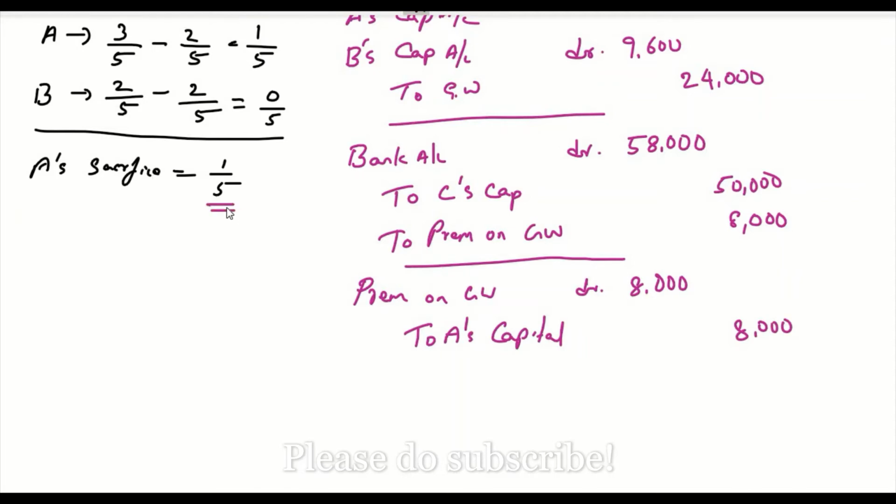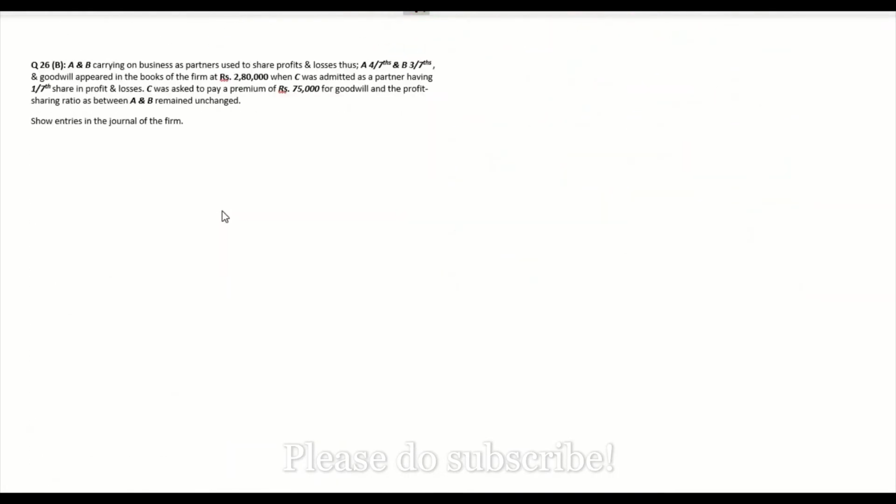Okay. Then let's move on to question number 26b. A and B are carrying on business as partners, used to share profit and losses as A 4/7, B 3/7, and goodwill appears in the books of the firm at 2,80,000. When C was admitted as a partner having 1/7 share in the profit and losses, C was asked to pay a premium of rupees 75,000 for goodwill and the profit sharing ratio between A and B remains unchanged.